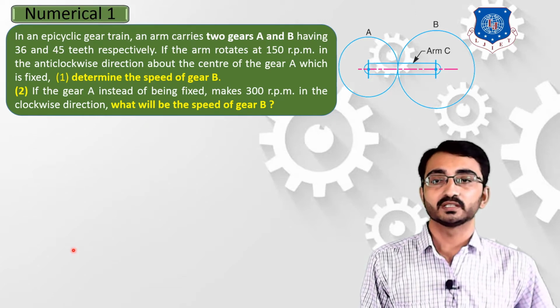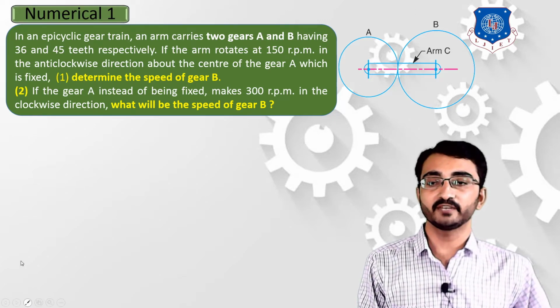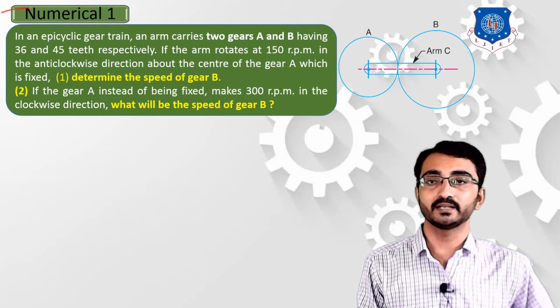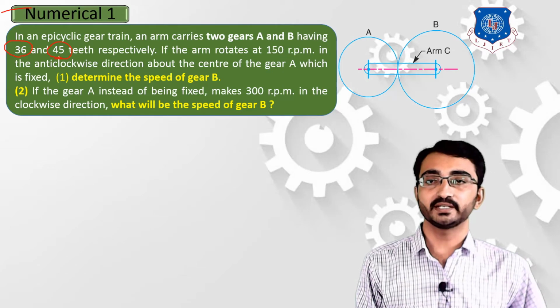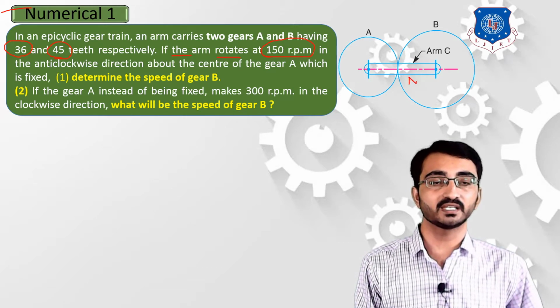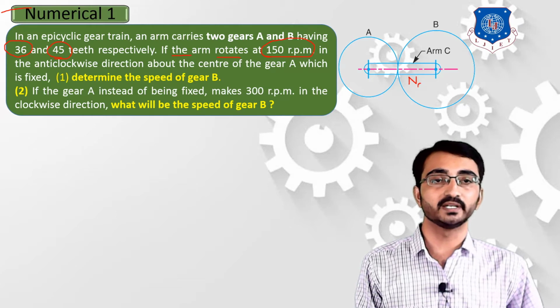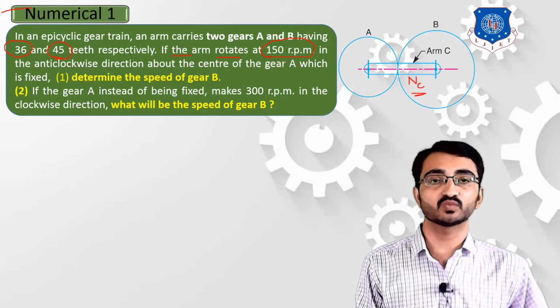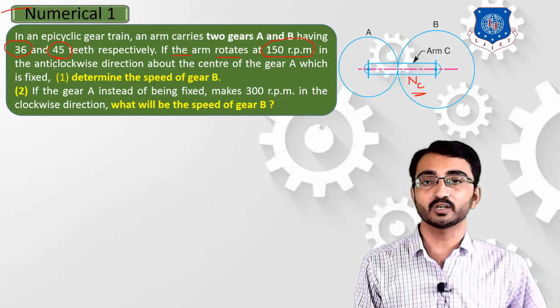Now they have the number of teeth on their periphery as 36 and 45. So over here we can consider that TA is 36 and TB is equal to 45. Next condition they have given, if the arm rotates at 150 RPM. So the third condition is the rotation of arm, that we can say RPM or speed of arm C, that is NC. Now that NC is given as 150 RPM in anti-clockwise direction.